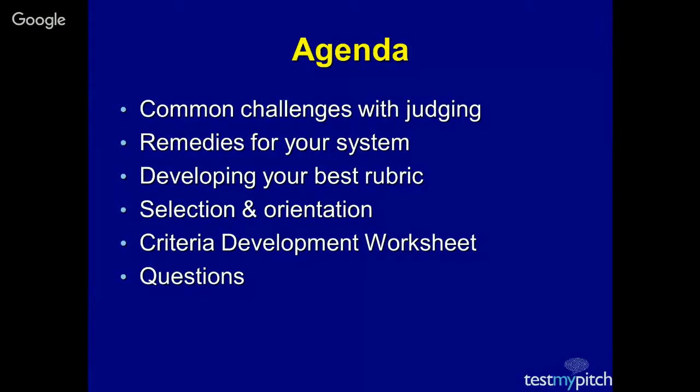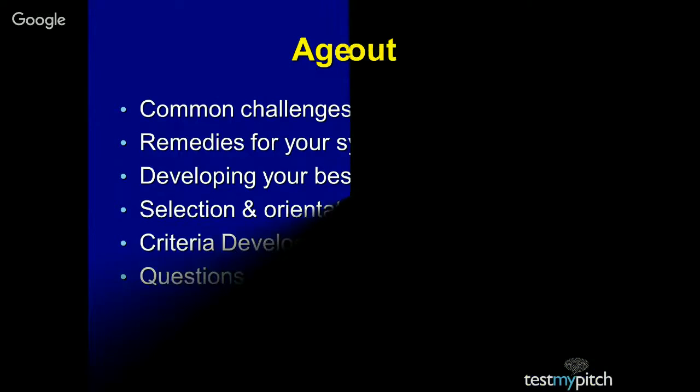So our agenda, real simply, is going to be, we're going to talk about common challenges we see with judging, some remedies for your system. We're going to focus on developing the best rubric. We'll talk about judge selection and orientation. We'll share with you our criteria development worksheet, and in fact, we'll send it out to you when we actually post this webinar. We'll include with that our criteria development worksheet. And again, we'll get to your questions and any additional questions you submit today.